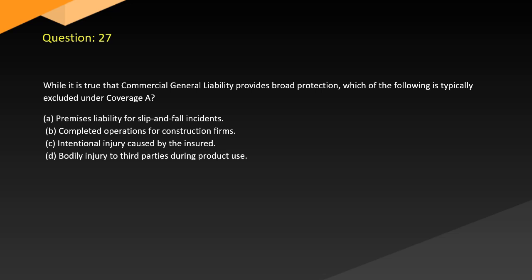Question 27. While it is true that commercial general liability provides broad protection, which of the following is typically excluded under coverage? A. Premises liability for slip and fall incidents. B. Completed operations for construction firms. C. Intentional injury caused by the insured. D. Bodily injury to third parties during product use.